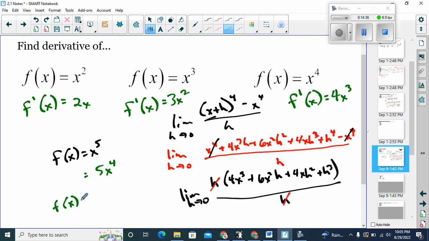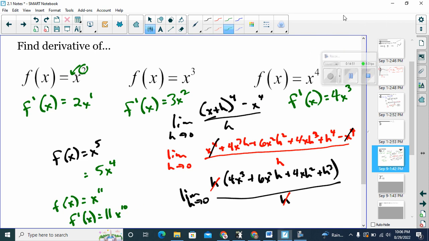What if it is f of x equals x to the 11th? That's what we're doing: we're taking this exponent, moving it out front, and subtracting 1 from the exponent. So the derivative would be 11x to the 10th. The 11 goes out front, we subtract 1 from the exponent.